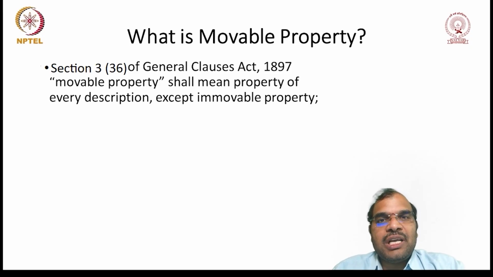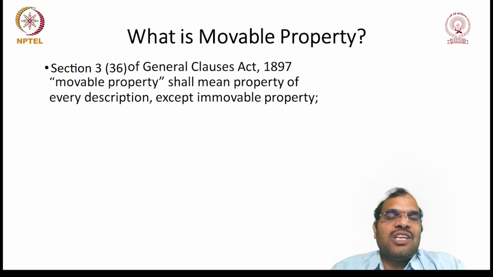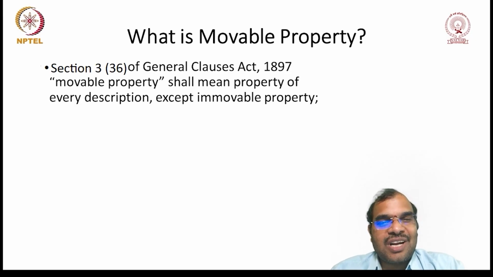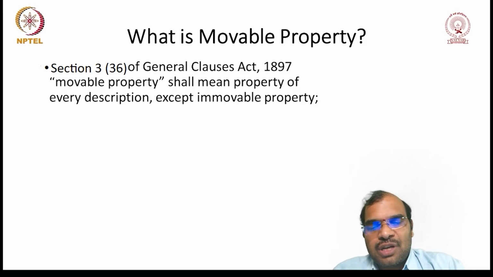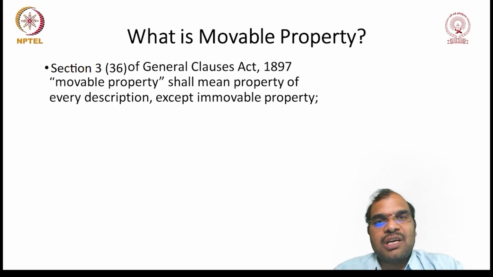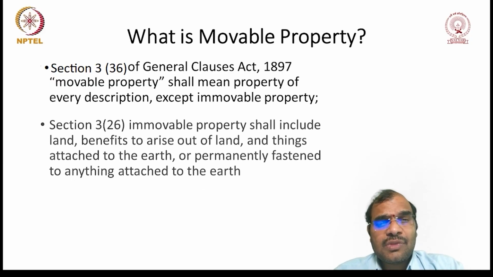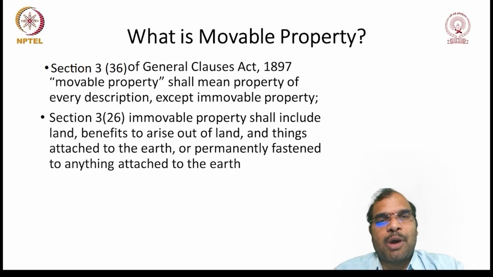Then what is the meaning of movable property? Section 3, subsection 36 of the General Clauses Act defines the term movable property. Movable property shall mean property of any description except immovable property. So in fact, the General Clauses Act is not defining what movable property is; rather, it is saying except immovable property. So that means other than immovable property, every description of property is included within the meaning of movable property. Now let us try to understand what is immovable property.